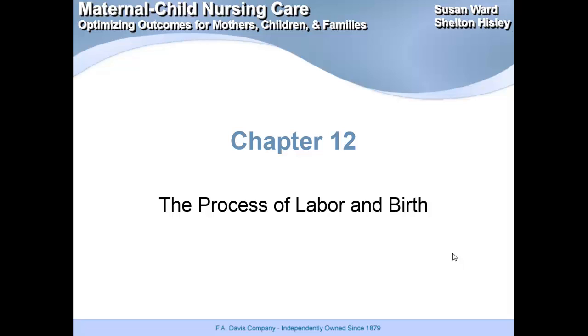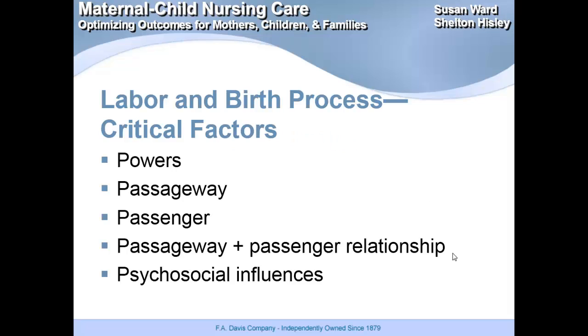This is Chapter 12 out of your Ward and History. This is the process of labor and birth. So, the labor and birth process has 5 critical factors for the whole birthing process to take place.